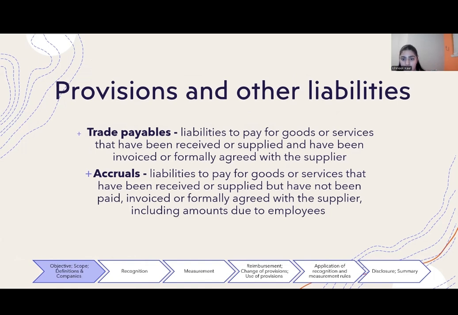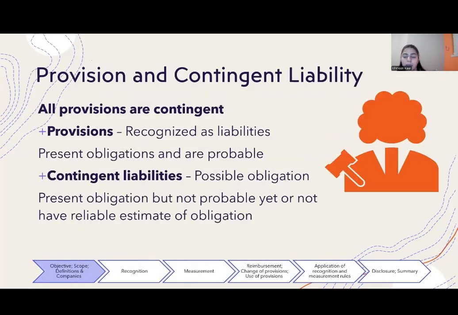How is a provision different from other liabilities, like trade payables? Trade payables are the liability to pay for goods or services that have been received or supplied and have been invoiced or formally agreed with the supplier, while accruals are the liabilities to pay for those goods and services that have been received or supplied but have not been paid, invoiced, or formally agreed with the supplier, including amounts to employees. How is a provision different from a contingent liability?